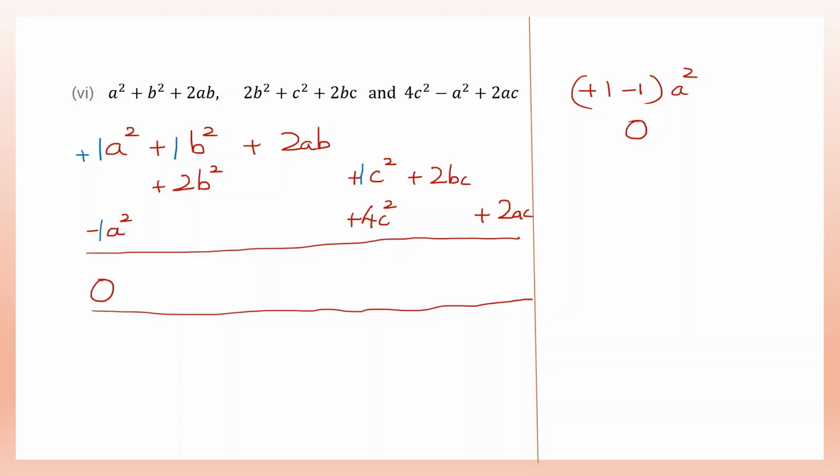Here we have the same sign. So when signs are the same, put the same sign and add. 1 plus 2 is 3b square. Next one is by itself, so we write 2ab. Here when signs are the same, put the same sign and add. 1 plus 4 is 5c square, plus 2bc, plus 2ac.